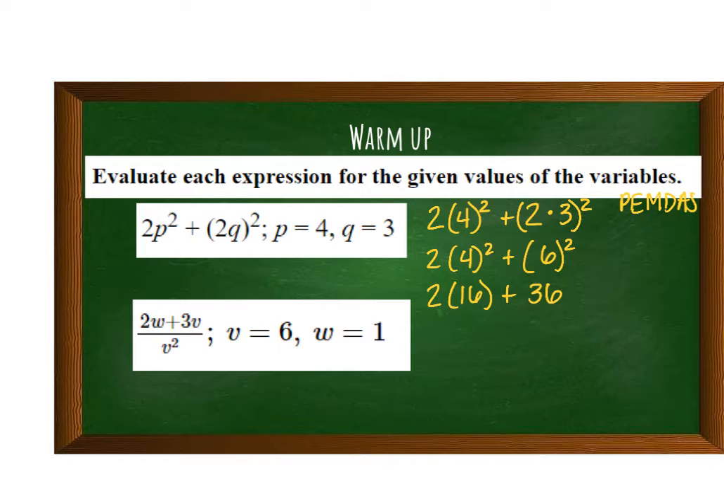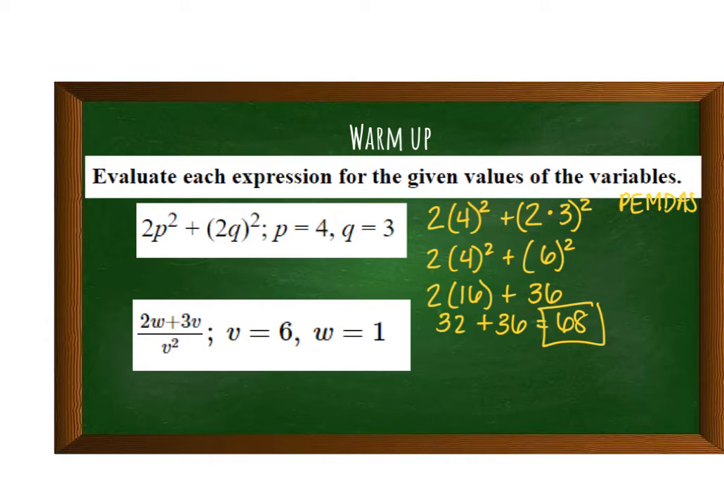Okay, addition and subtraction. So, multiplication and division. So I only see one multiplication here. It's 2 times 16, which will give me 32 plus 36. And in the end, we are left with 68. Okay, because you are just adding 32 and 36.